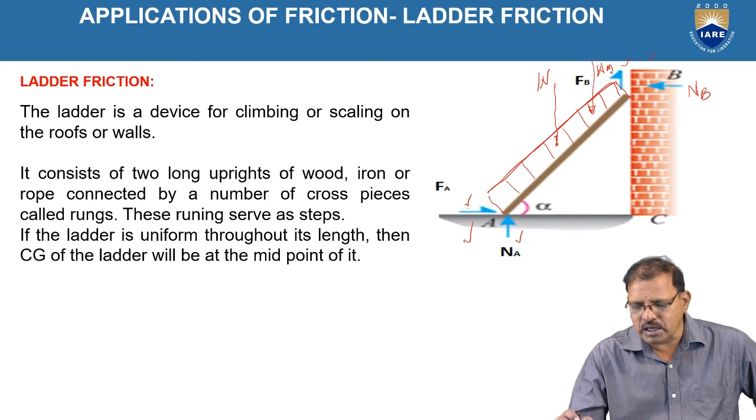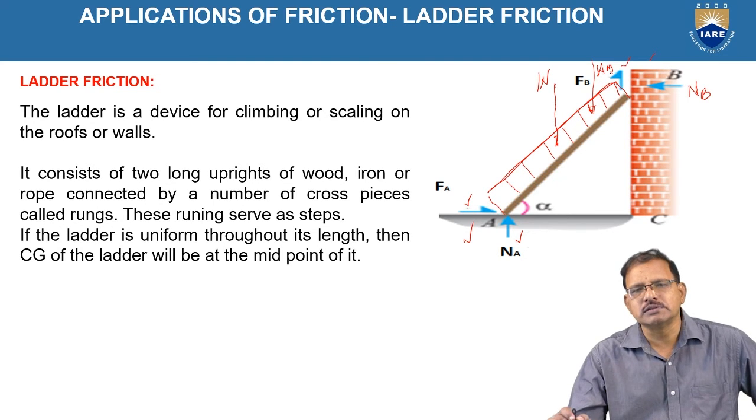The forces which are acting on the ladder are now the friction forces FA and FB at A and B, the normal reactions NA and NB, the weight of the ladder, which always passes through its midpoint, and the weight of the person. All these forces are coplanar but non-concurrent.